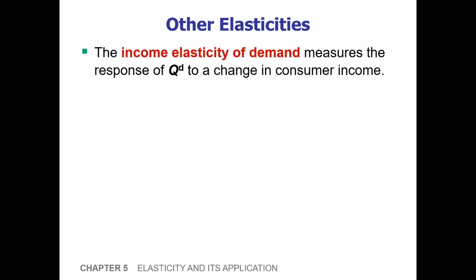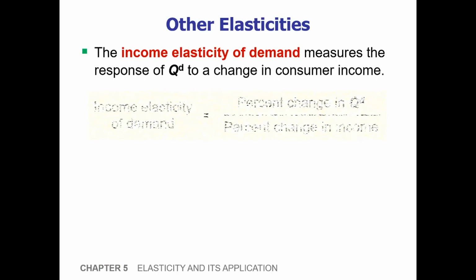So first we have the income elasticity of demand, which measures the response of quantity demanded to a change in consumer income. So for example, if we are talking about a specific product, let's say it's an apple. If your income increases, will you purchase more apples or less apples? That's what income elasticity of demand tries to find out. It's a quantitative number, and we find elasticities like a number from 0 to 1 or greater than 1.